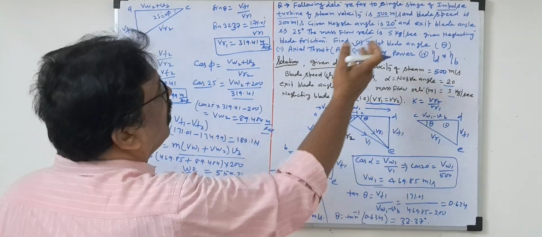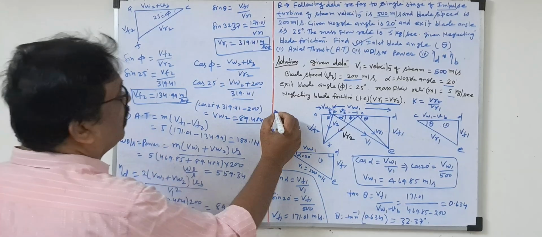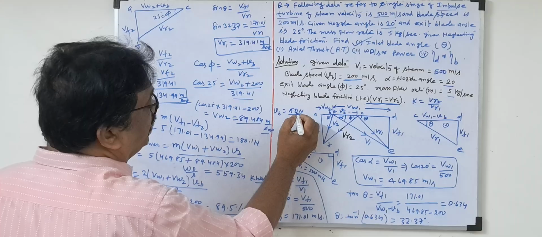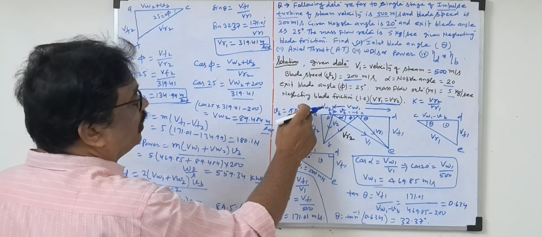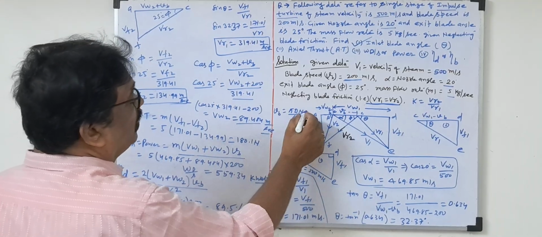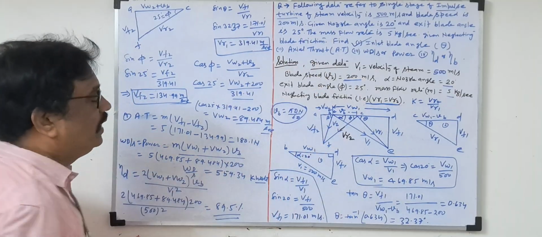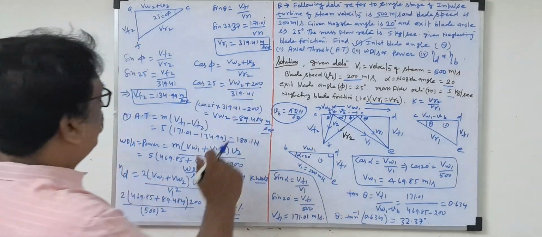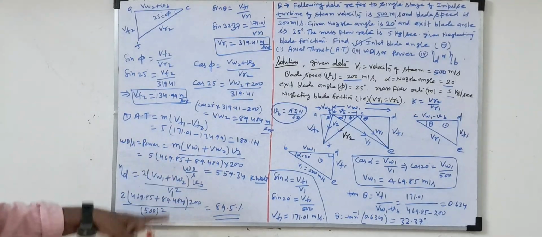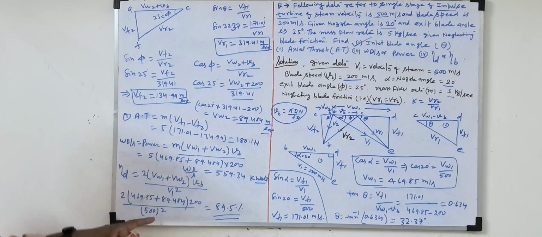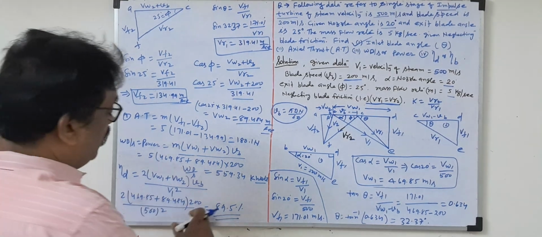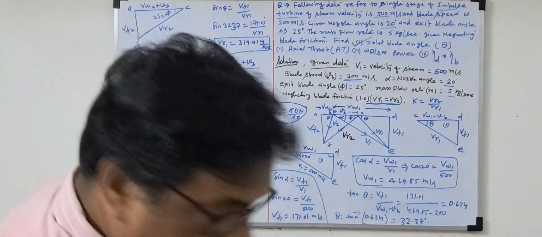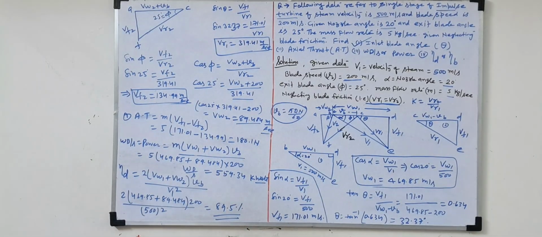Blade velocity also sometimes they will give. If they do not give blade velocity, the formula is pi D N by 60. The diameter and the speed will be given, then Vb we can calculate by this formula. But here Vb is directly given, so we used that. Based on this, we'll find all the velocities and substitute the values in the formulas, because only velocity is unknown, and we can calculate all the unknown values.